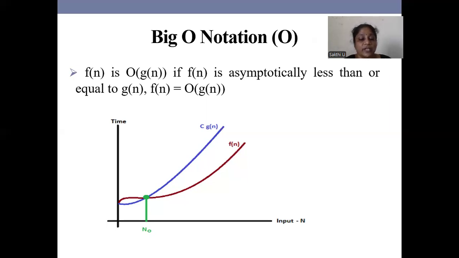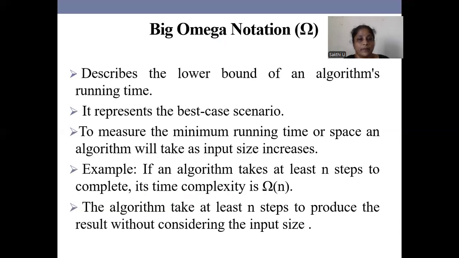On the x-axis we have the number of inputs n. On the y-axis we have time complexity, f of n or T of n. In big O notation, the f of n value is less than or equal to the growth. So the growth is more than f of n, because it gives the maximum time, or worst case time complexity.